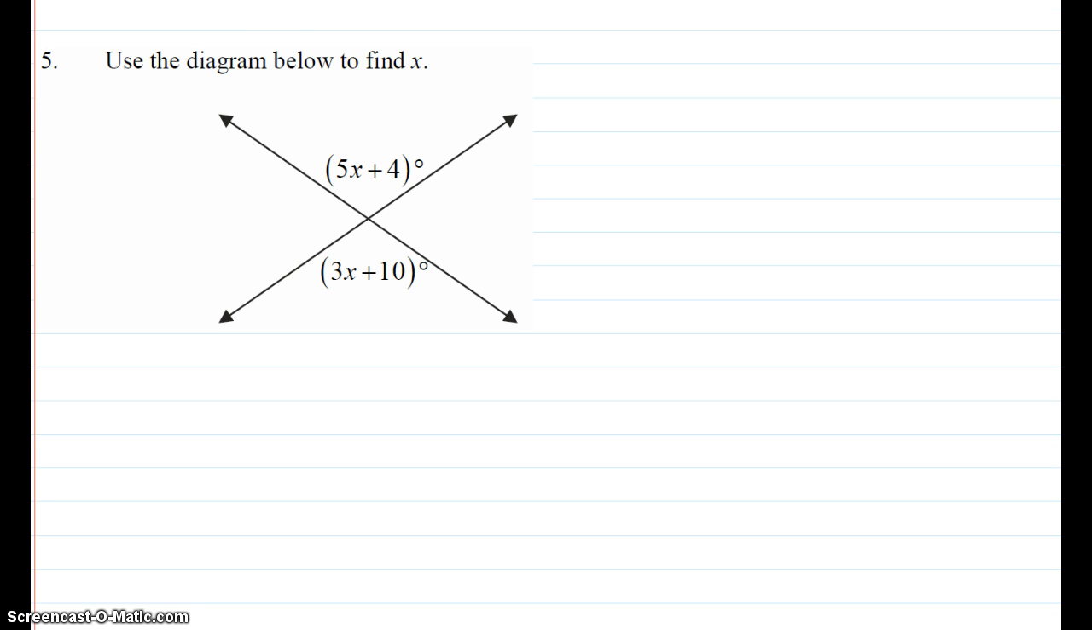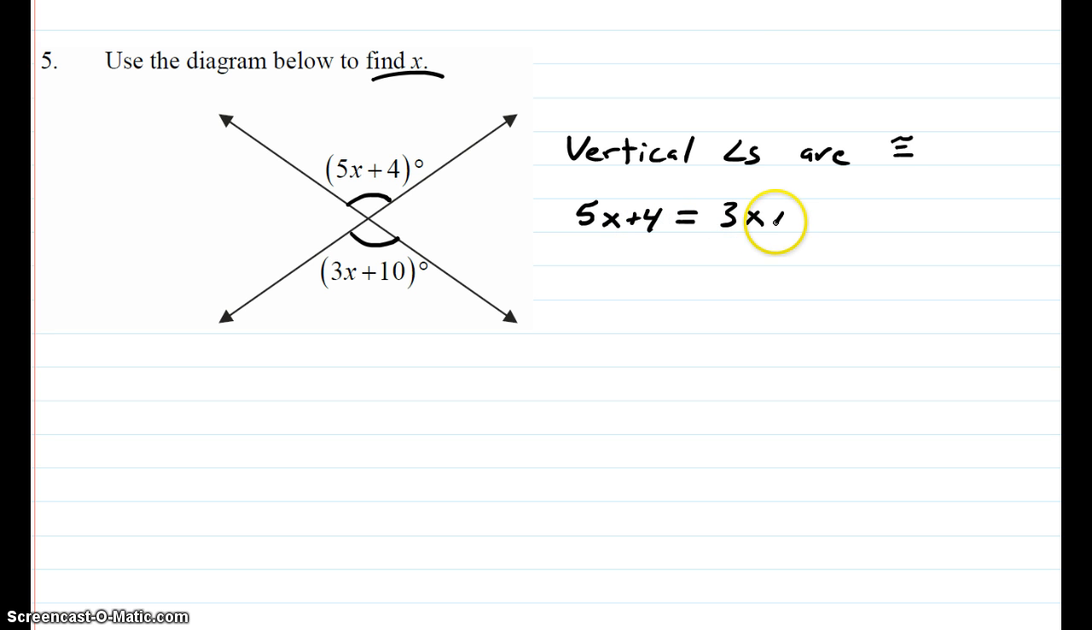All right, for number 5, we're going to find the value of x. And so when we have two lines that cross, they form a pair of vertical angles, and you just need to remember that the vertical angles are congruent. So that means that they're going to be equal. And so that means we're going to go 5x plus 4 equals 3x plus 10. And now we just solve it.